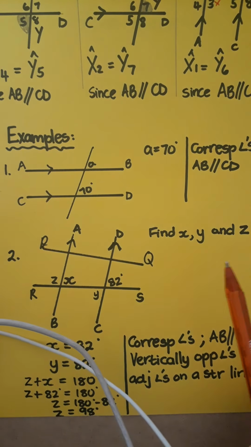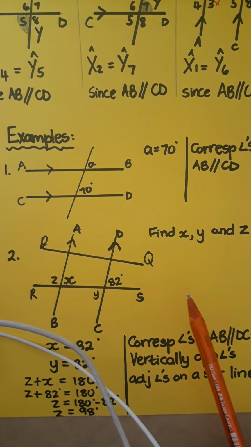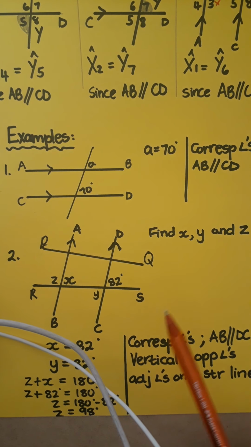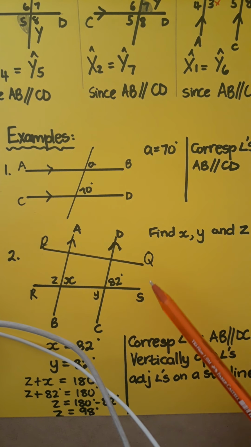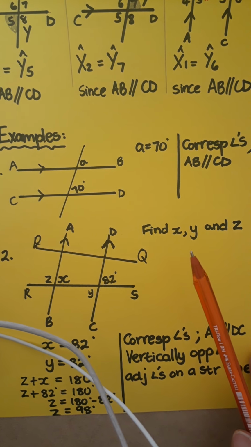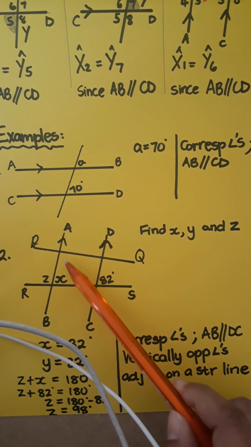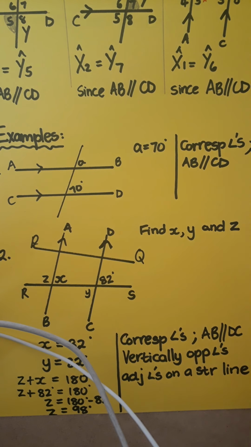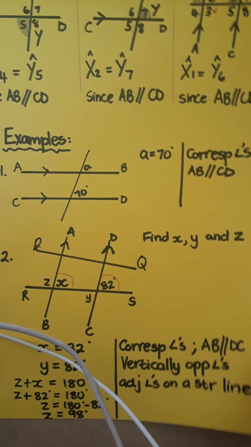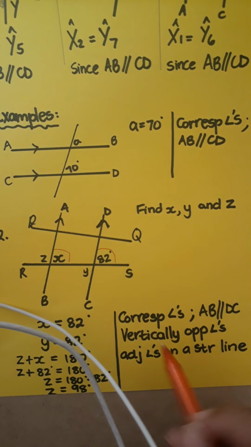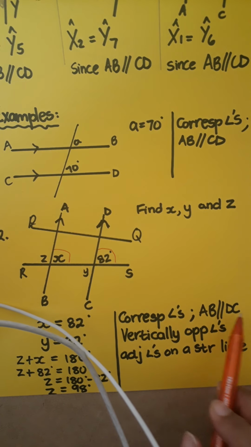Another example is we have got PQ and RS. Can you see these two lines are not parallel? There's no arrows on them. But there are two other parallel lines. AB is parallel to CD. Now from this we can find X, Y, and Z. Because these two lines are parallel, that means that there is an F shape. All right, we have X equal to 82 degrees. Can you see the F I'm talking about? Our reason would be corresponding angles. AB is parallel to DC.